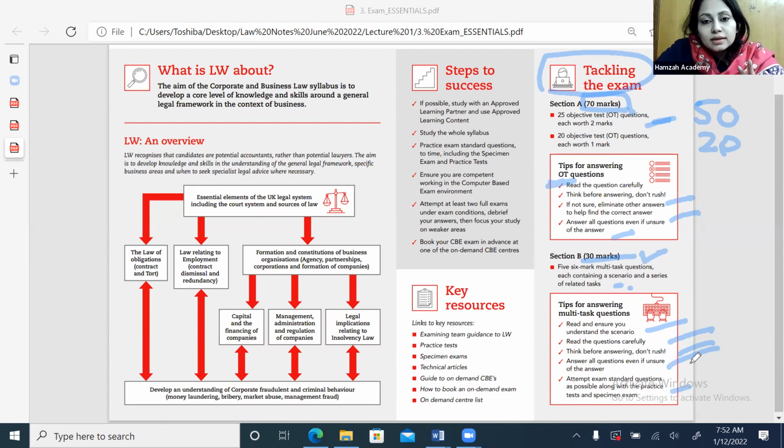Is this clear? Is this article clear? This is also available on your ACCA Global website. Okay. Can I move to the next objective of the class? Please have a look at this article, and if you have any question, you can ask.